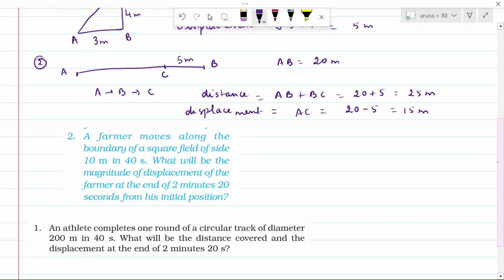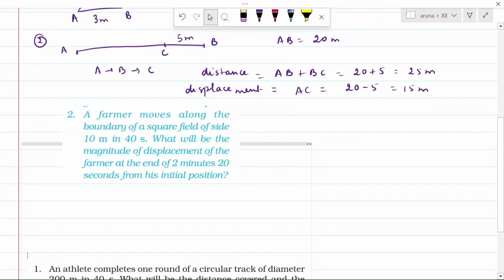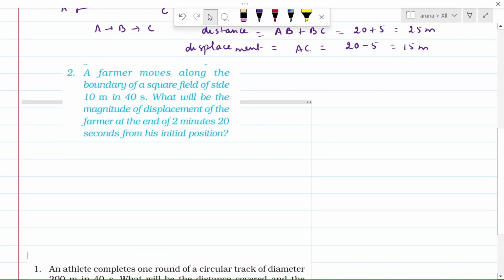Now these two questions are from NCERT, chapter 1. This is the in-text question, and the other one is the question from the exercise. Let's discuss these to have more clarity on the calculation of distance and displacement. In the first question, a farmer moves along the boundary of a square field of side 10 meters in 40 seconds. What will be the magnitude of displacement of the farmer at the end of 2 minutes and 20 seconds from his initial position?